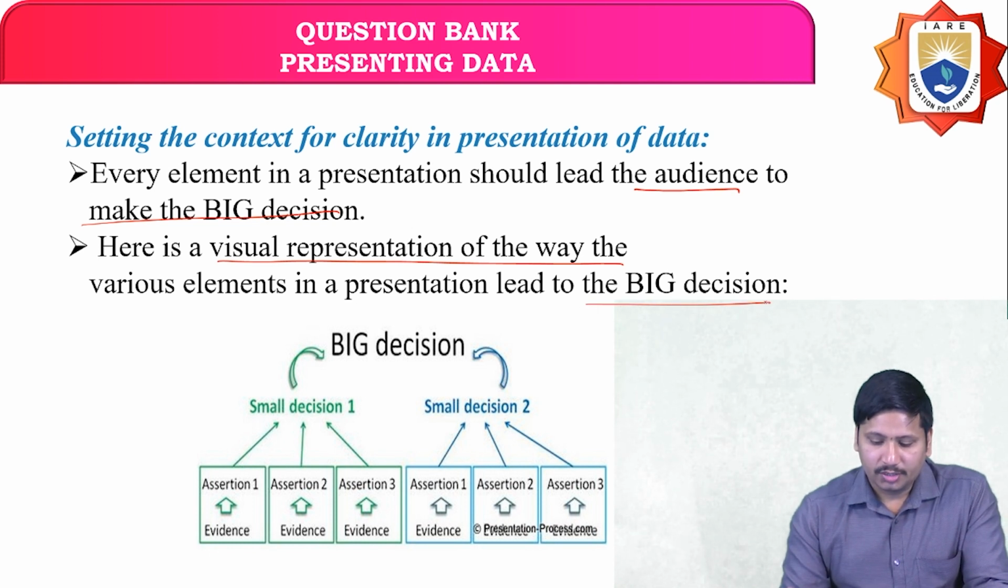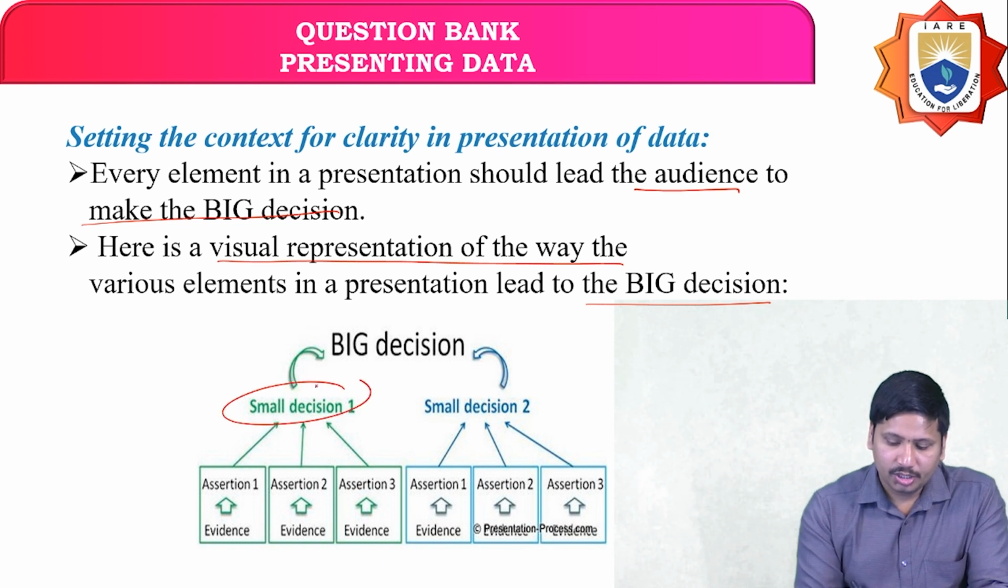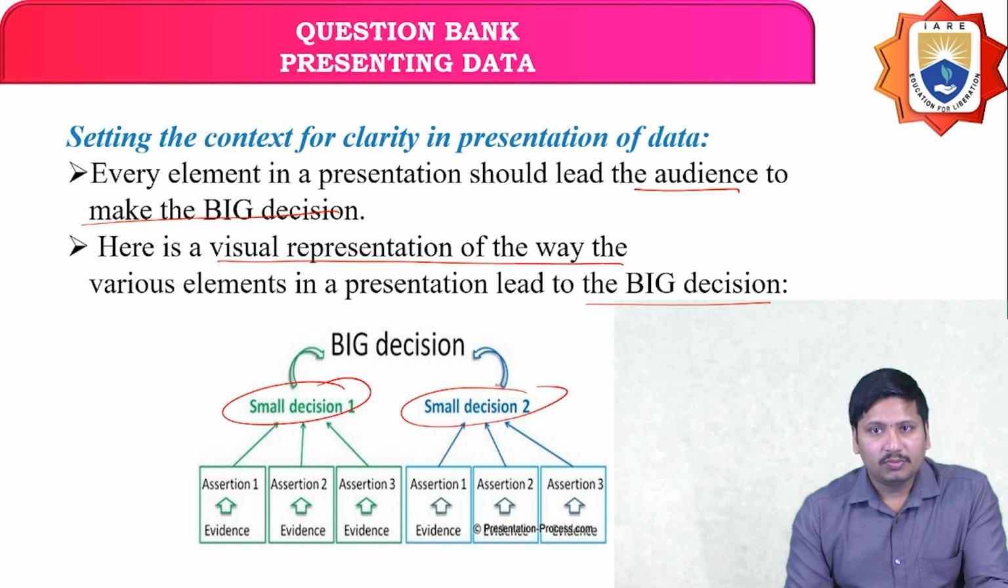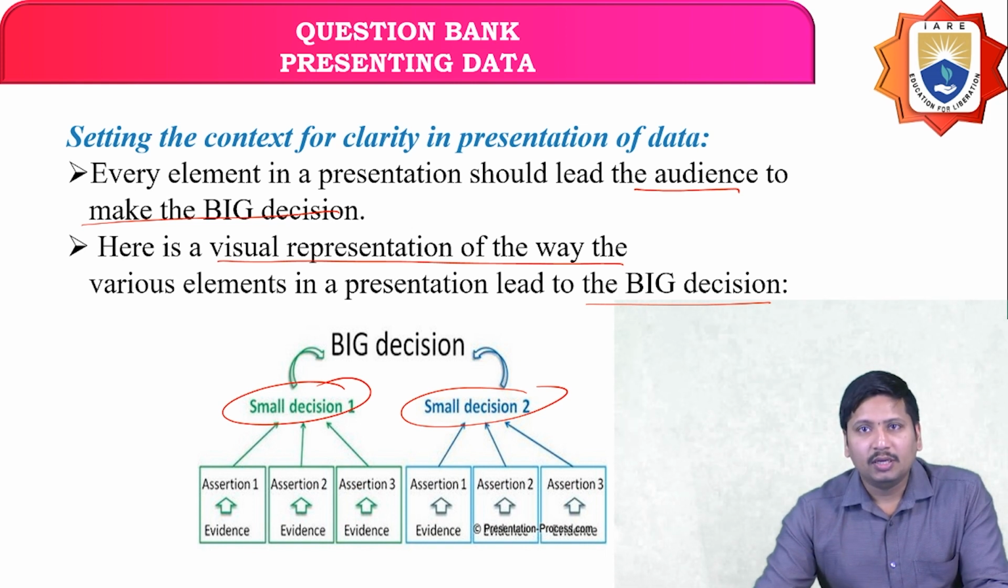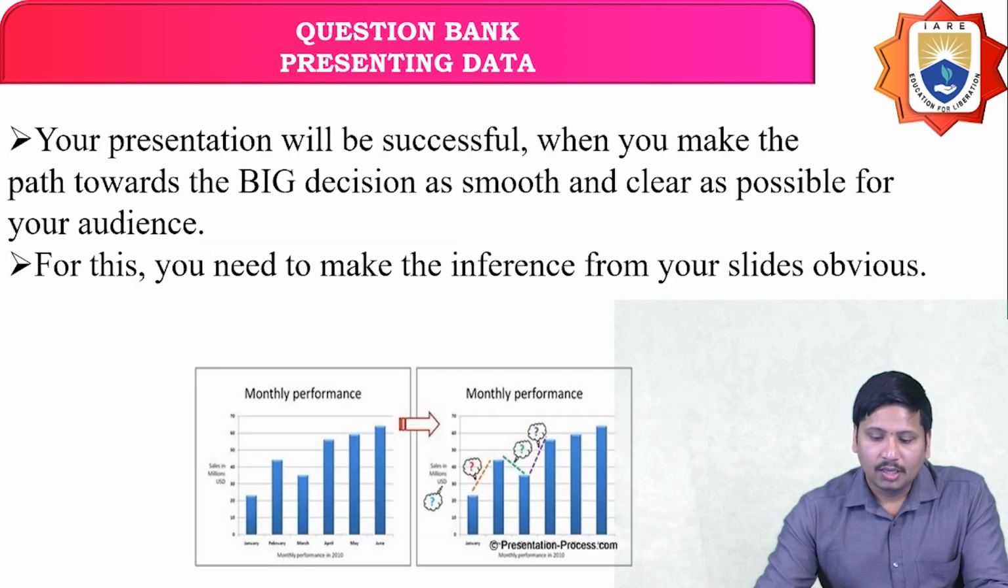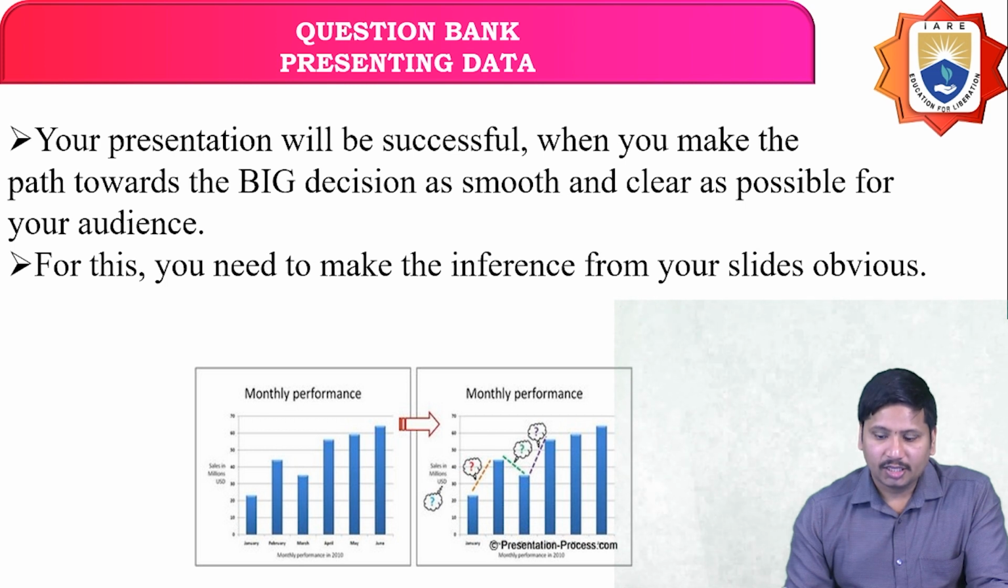Here the big decision can be divided into small decisions, and these small decisions are further divided into three more, which we call assertions. By combining all these things, we are able to make the big decision. A presentation will be successful whenever we make the path towards the big decision as smooth and as clear as possible for the audience.